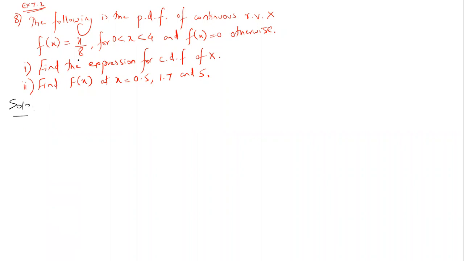f of x is x by 8 for x which lies between 0 and 4, and f of x is equal to 0 otherwise. Find the expression for CDF of x. You have to find the expression also. And secondly, you have to find F of x at x equal to 0.5, 1.7, and 5. So these are the two questions over here. So let's see how do we go about it.